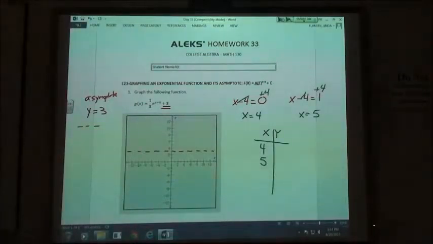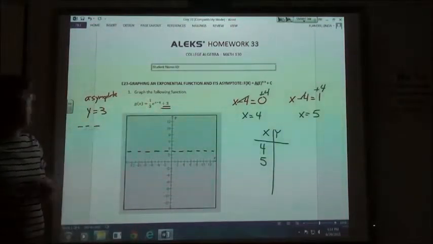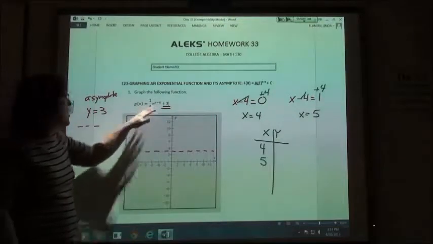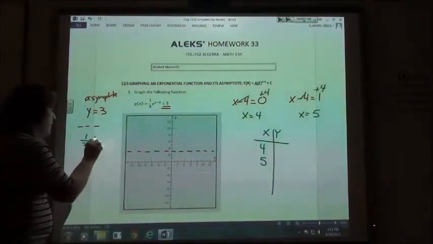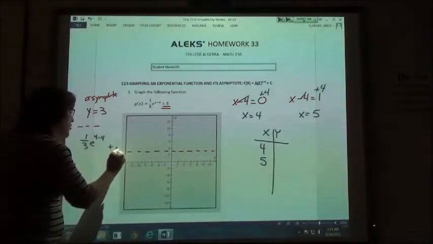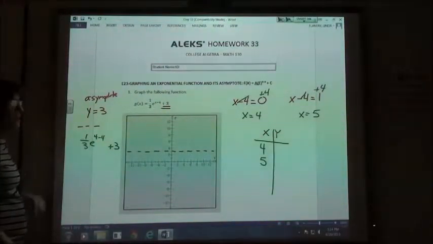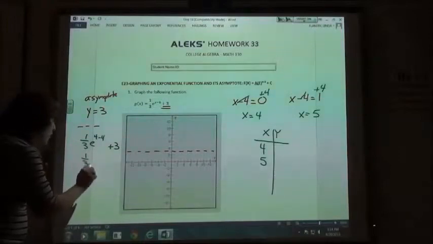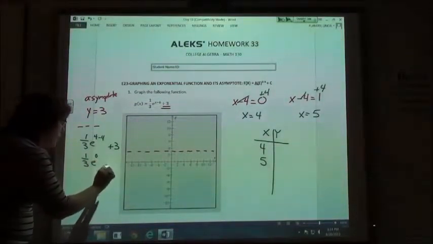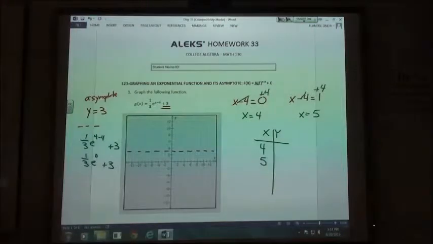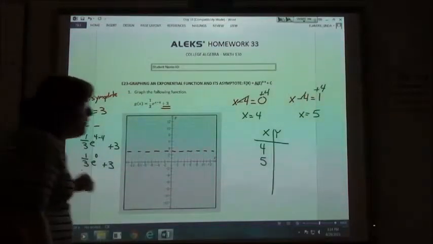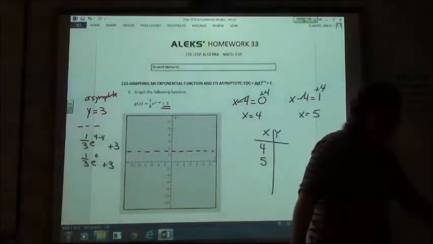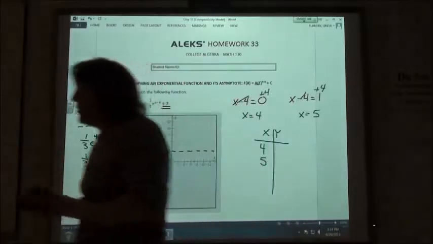I've got my 2 values that I want to use. I'm going to plug them into my expression and solve. So, 1/3 e to the 4 minus 4, plus 3. 4 minus 4 is 0. So 1/3 e to the 0 power plus 3. Well, what is e to the 0 power? Well, e to the 0 power is the same thing as anything to the 0 power.